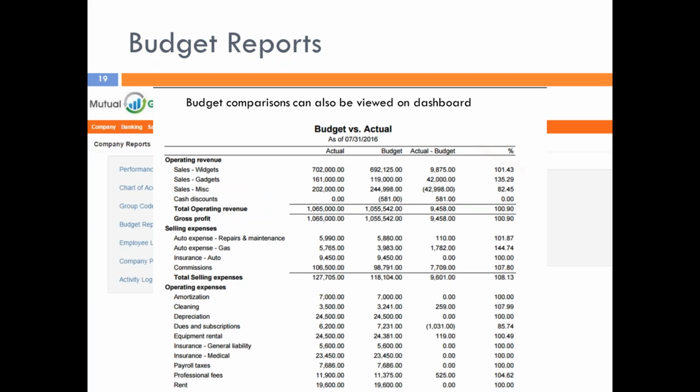And as I mentioned before, the budget comparisons can also be viewed on that dashboard. So once you have a budget set up, when you're on the dashboard, you'd be able to drill down and see the budget. You also have the ability, when you send out the performance analysis report to your clients, to include the budgets on there.